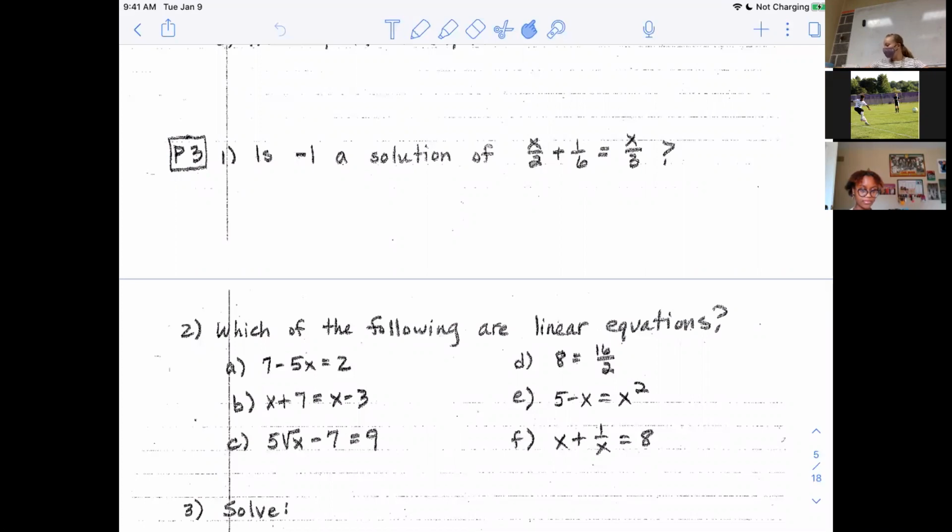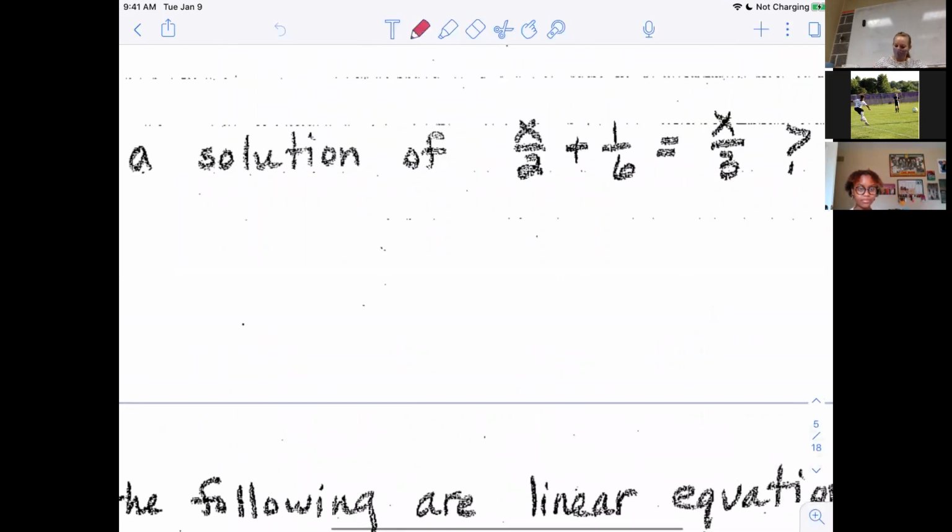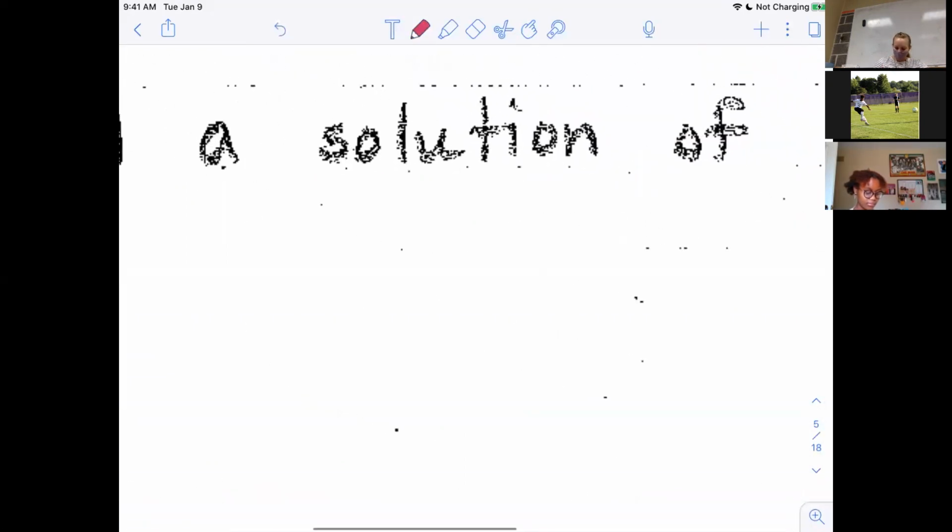So the first one we're going to do, it says, is -1 a solution for x over 2 plus 1/6 equals x over 3? How do we find out if that's a solution? Plug it in. Very good. So every time I see x, I'm going to plug in -1. So I've got -1 over 2 plus 1 over 6 equals -1 over 3.